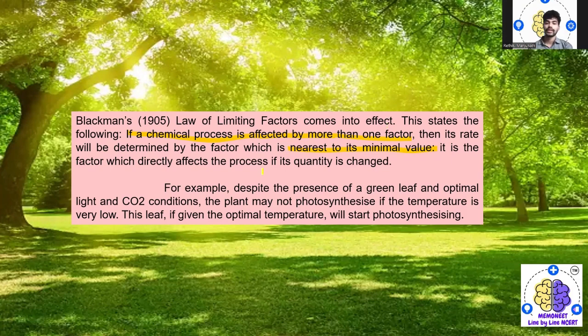For example, despite the presence of a green leaf and optimal light. That means even if a plant has a green leaf, proper optimum light and even the carbon dioxide concentration, the plant may not photosynthesize if the temperature is very low. So this leaf, if given the optimum temperature, is going to photosynthesize.